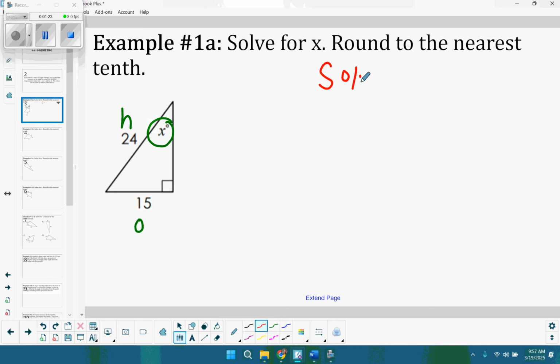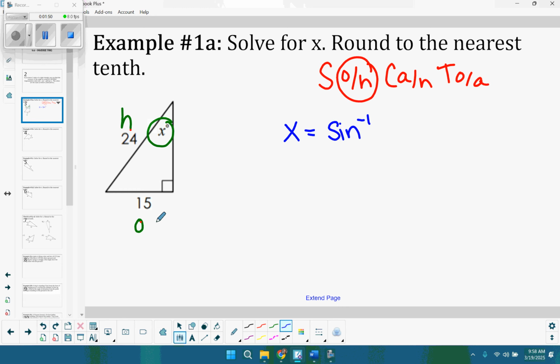Knowing that we're using SOHCAHTOA, I have the O and I have the H, and the O and the H are right here with S. So that tells me I'm going to be setting up a sine problem. So for these, instead of saying sine of the angle equals the O over the H, we're going to say the angle equals the inverse sine of the O over the H, so the 15 over the 24. So we're going to use our calculators to find this.